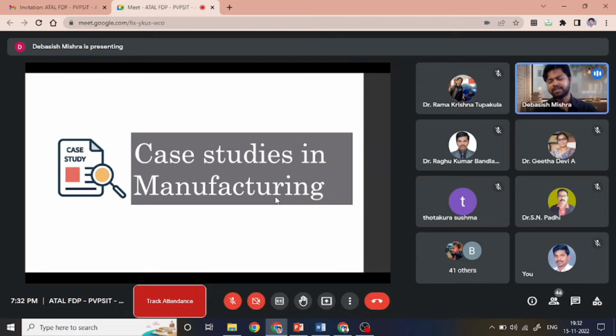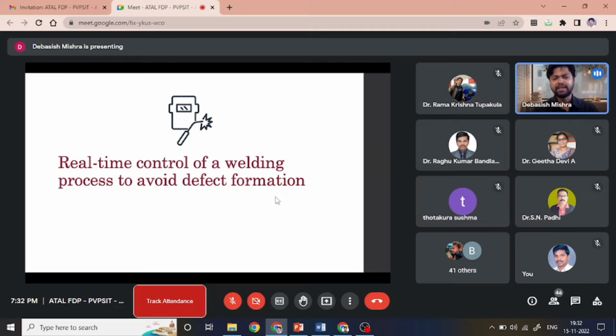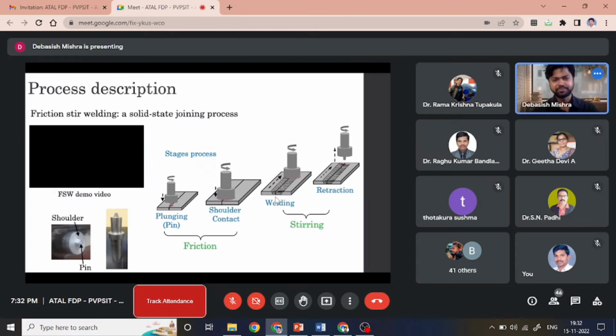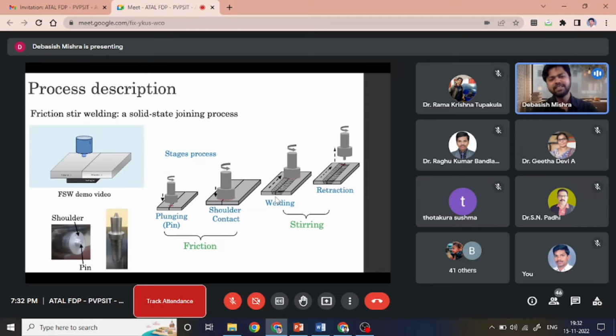So now I would present you a few operations. The first is the real-time control of a welding process to avoid the formation of welding defects. The case which we have taken for this application is friction stir welding. On the left, you can see a demo video of this process.